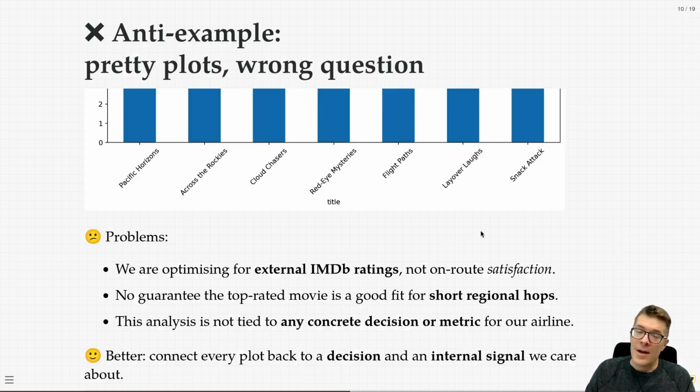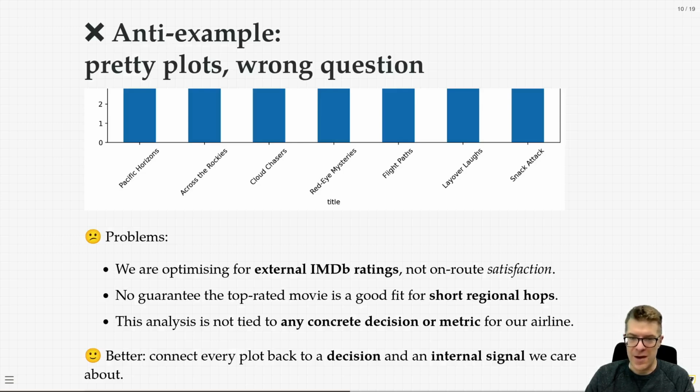Maybe movies appear different. People have a different appreciation of movies when they're cramped in a little airplane seat than when they're sitting on their couch at home or in the movie theater. So these ratings might not actually refer to how much people like movies on an airplane. There's no guarantee that this top-rated movie will be a good fit for a short regional hop. If Pacific Horizons is a 3-hour movie and the flight is only an hour and a half, then who cares whether or not Pacific Horizons has a high IMDb rating?